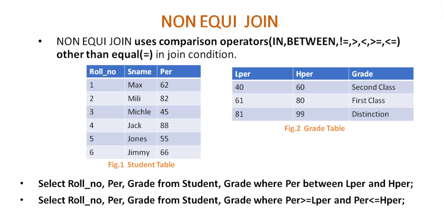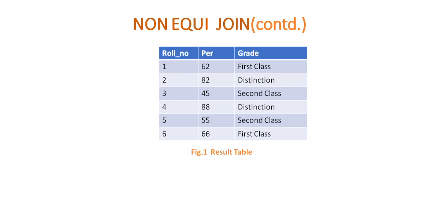So what will be your result? The result will be roll number, percentage and grade. This will be the resultant table for non-EQUI join.